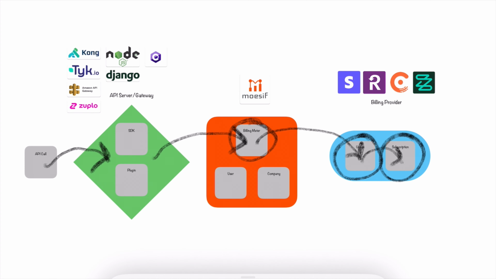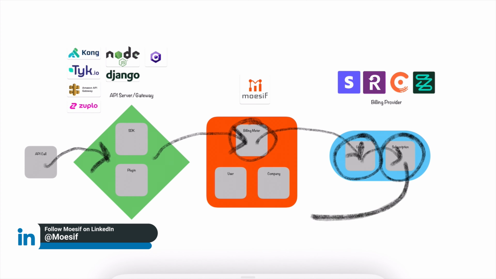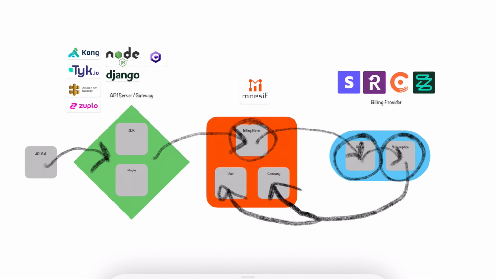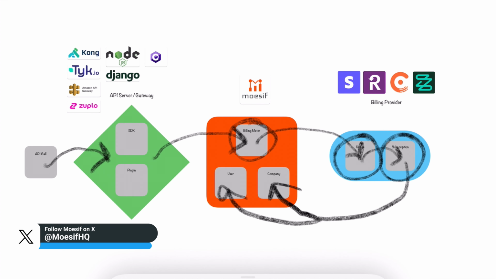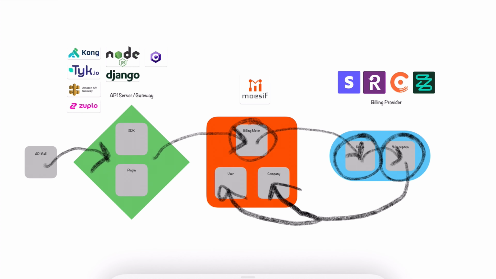Then from the subscription, that data, such as balance or other subscription-related events, gets synced back over to the company and to the user. This can then be used through other features within the Moesif platform, such as governance rules, where we can effectively enforce prepaid billing and cancellation of subscriptions and all these types of events.